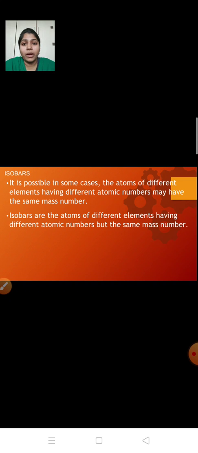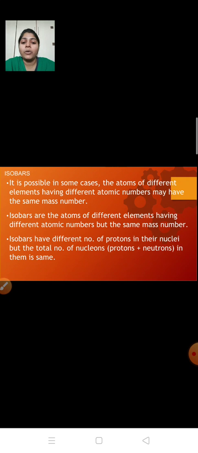Their number of protons is not the same. Now isobars have different numbers of protons in the nuclei, but the total number of nucleons, that is protons plus neutrons, is the same. Now let us look at one example. Argon and calcium are two different elements but their mass number is the same, that is 40, and their atomic number, that is the number of protons, is different. One is 18, another is 20.